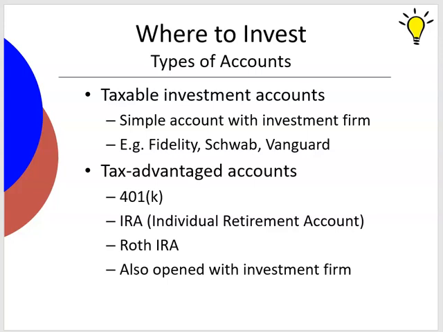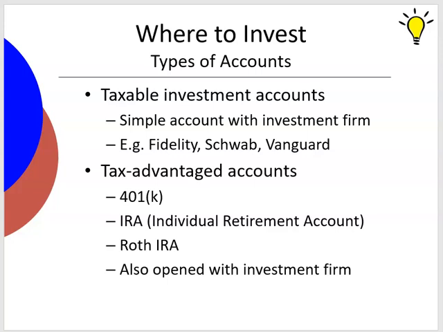Now, in this segment, we're going to talk about where to invest, what type of accounts. For example, you go to the bank, you open an account at the bank, where you might have a checking account, a savings account, a money market account. Well, what kind of accounts do you put your long-term investments in? Well, there's two types of accounts. One is a taxable account.